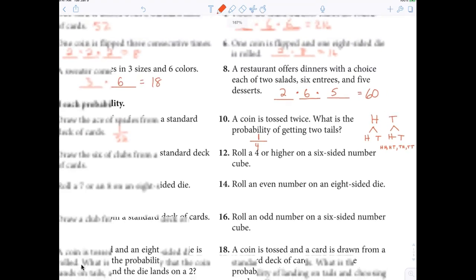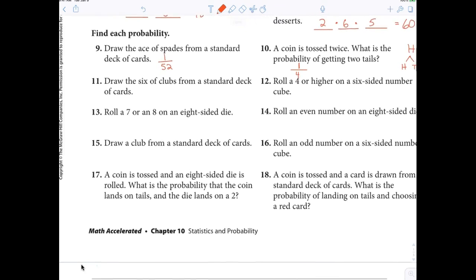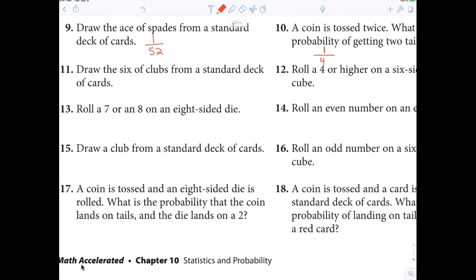So now let's take a quick look at number 11. Okay. So who's got number 11 now? What do you think, Jack? 1 out of 52. Why is it 1 out of 52? There's only 1 6 of clubs. Ian, are you still with me? So it's 1 out of 52. All right, that wasn't too bad.